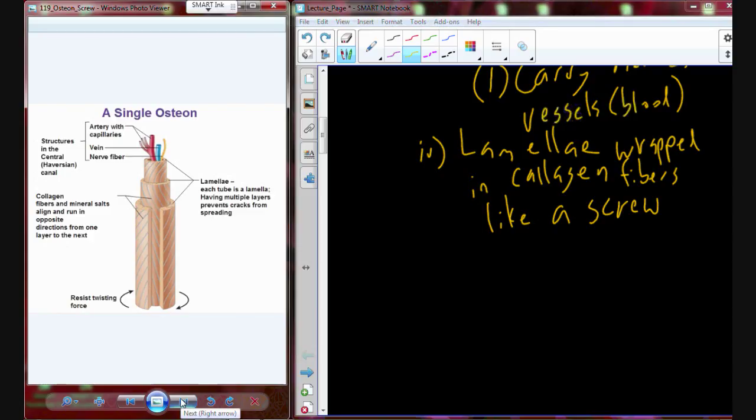It looks something like this, and you'll notice that we go in different directions as we build this osteon out. And so we have resistance to twisting forces.